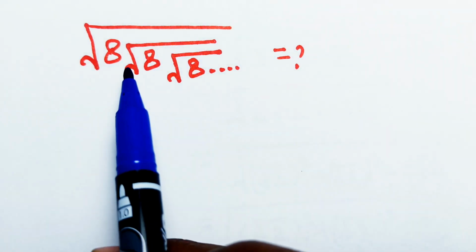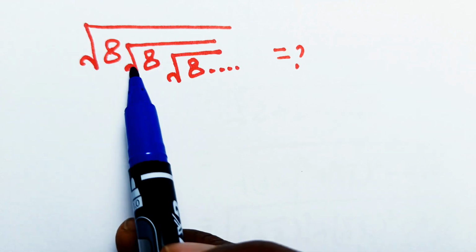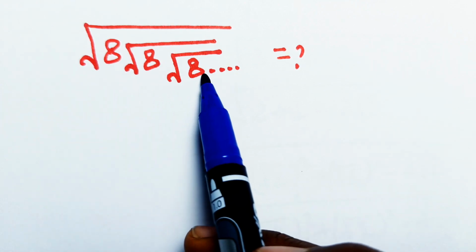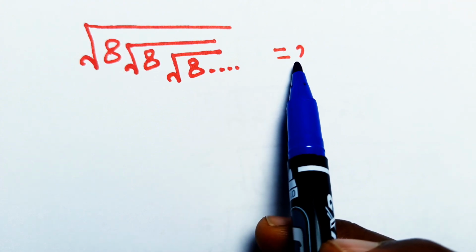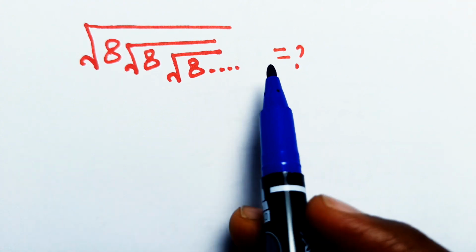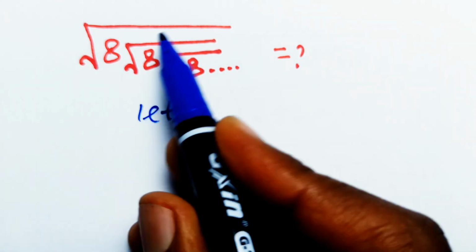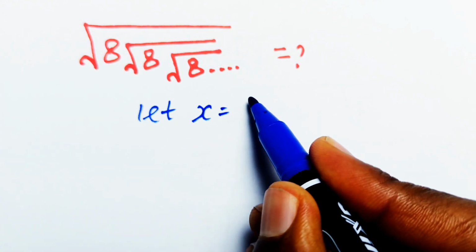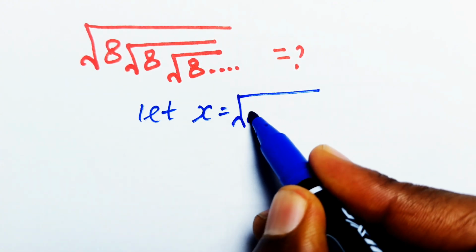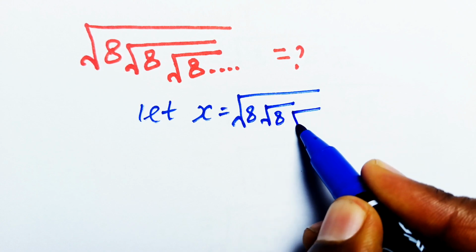Here we have a lovely square root expression: the square root of 8 times the square root of 8 times the square root of 8, and so on. So how to find the value of such expression? Let's say, to represent this expression, let's say x, which is equal to the square root of 8, the square root of 8, the square root of 8, etc.